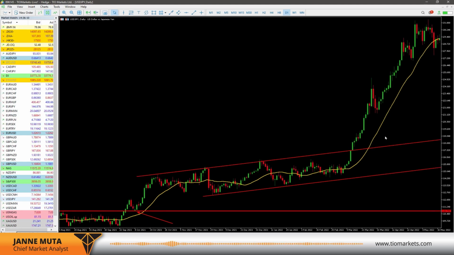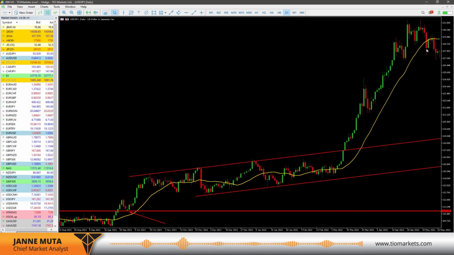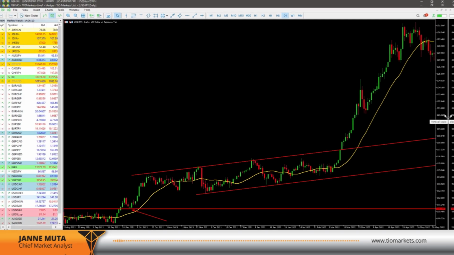So the idea is that you stay with the trend as long as the trend lasts. And once the market, after a big move, starts to move sideways, then you might consider exiting the trade.